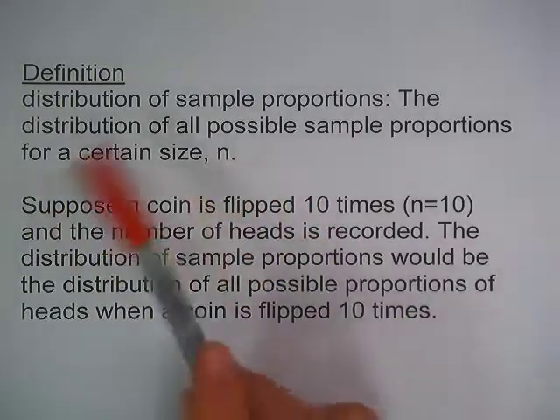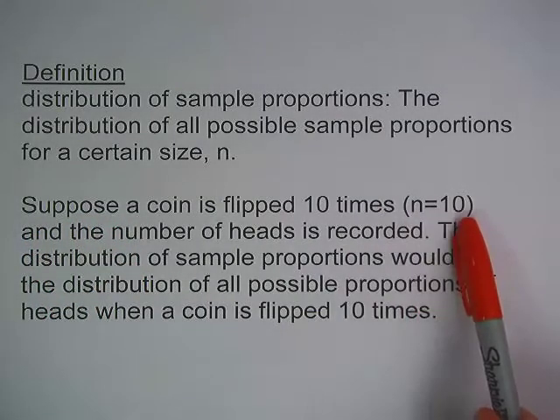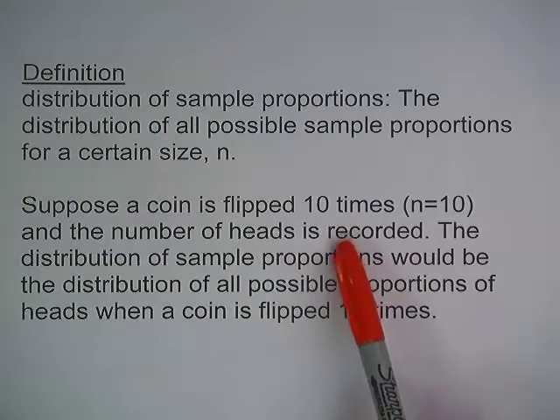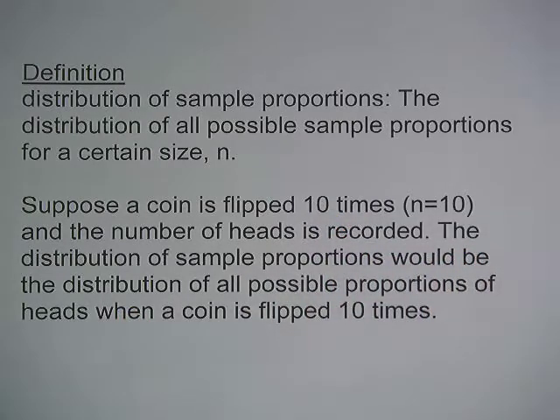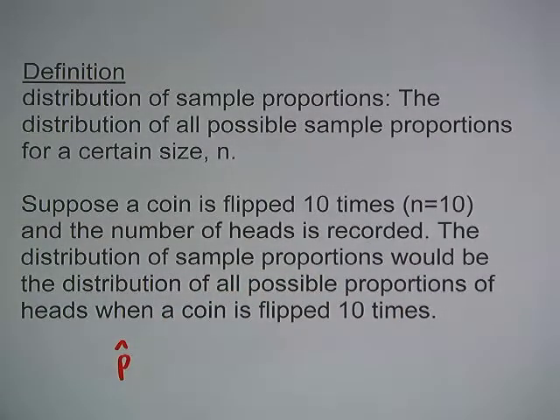Alright, so to envision what a distribution of sample proportions looks like, consider this. Suppose a coin is flipped 10 times, so in this case n is equal to 10, and the number of heads is recorded. Let's say that we got 6 heads out of 10. The distribution of sample proportions would be the distribution of all possible proportions of heads when a coin is flipped 10 times. So if we got 6 heads, it would be 6 out of 10. So sample proportion, remember we call that p hat, would equal 0.6. That would be one of the possible values on that distribution of sample proportions.